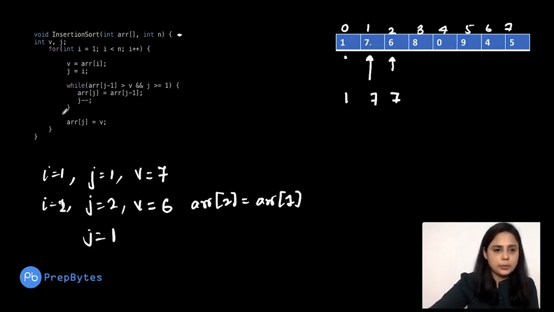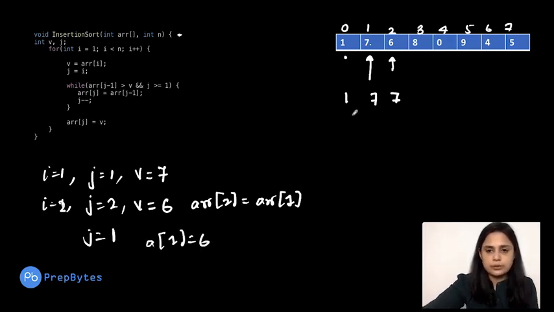So we come out of this particular loop. And as soon as we come out of this particular loop, we do arr of j equal to v. What is j here? 1. So we put arr of 1 equal to 6. So we get this portion as 1, 6, 7. So this is how this portion works.